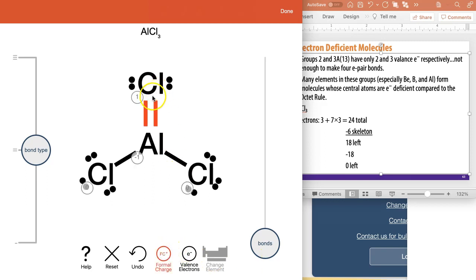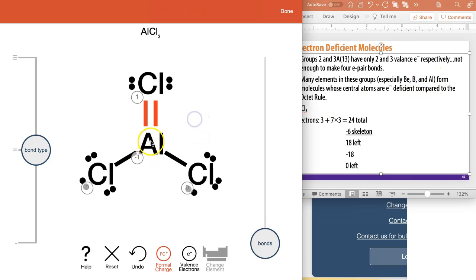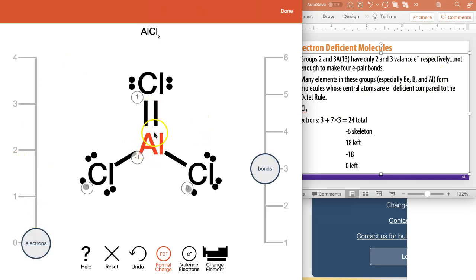If we look at the formal charge, this is bad from a formal charge perspective. Aluminum brought 3 and now has 4, so we have a negative formal charge on an atom that's actually not very electronegative at all. Chlorine here is very electronegative and has a positive formal charge, which is sort of bad. So again, we'll say, okay, it makes sense because these are electron deficient compounds to just leave aluminum with 6 electrons.